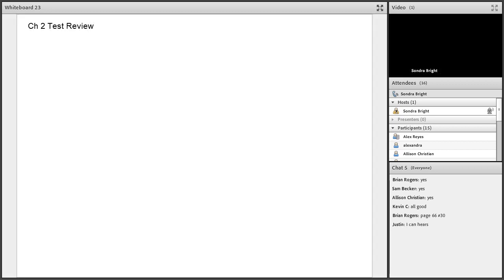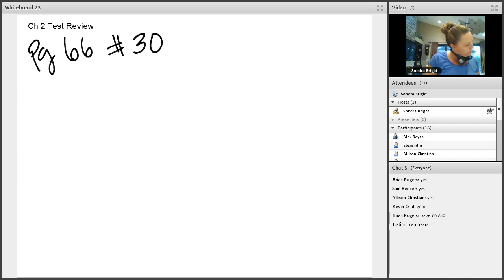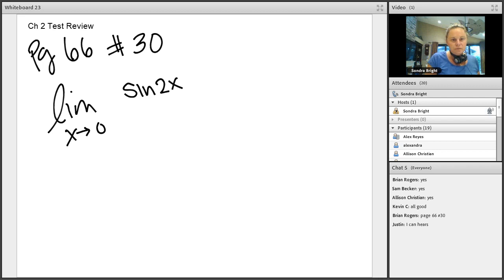Okay, we're recording. Page 66, number 30. All right, so it wants the limit as x goes to 0 of sine of 2x over x.